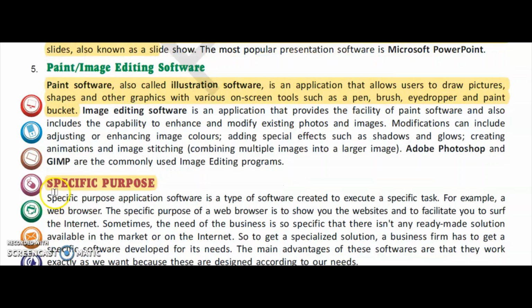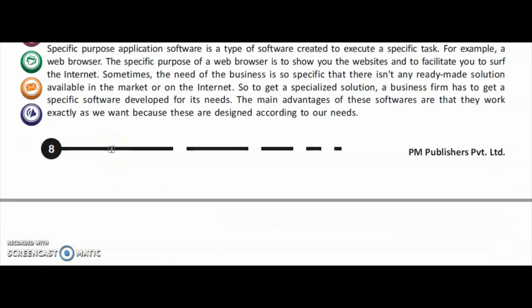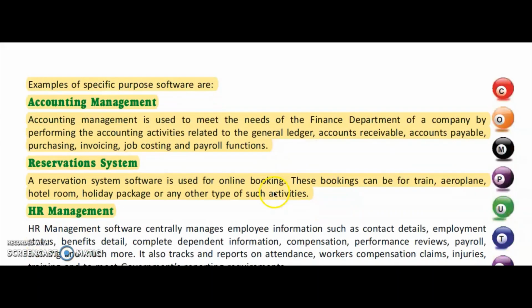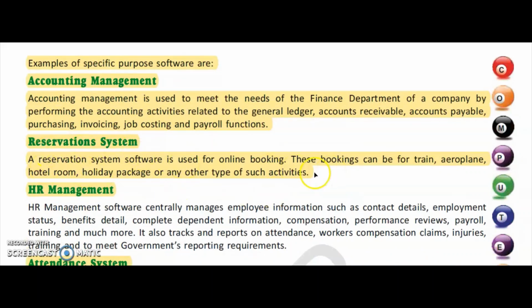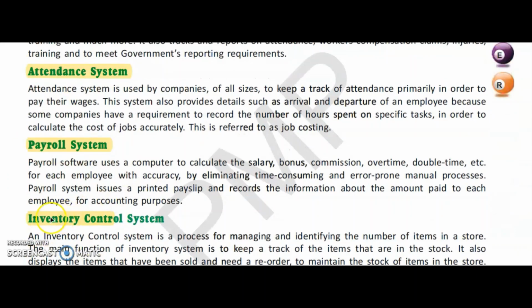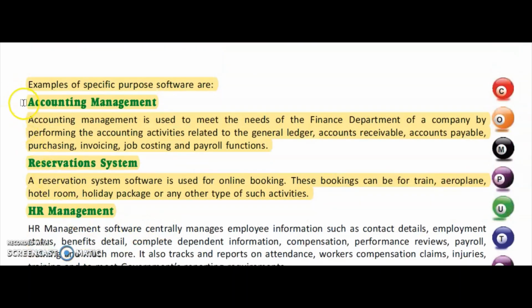Then you will write the second heading, which is the specific purpose software, and you will write the different types of specific purpose softwares are. First is accounting management. Then you will write this, the highlighted part, the whole paragraph. Then reservation system, the 2 lines of it. Then just write the headings: HR management, attendance system, payroll system, and inventory control system. So you have to write these 6 headings and description of 2 only. That much is sufficient for this answer.